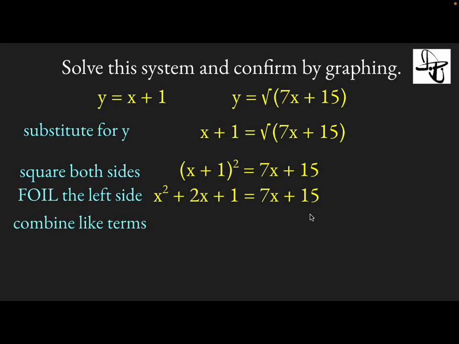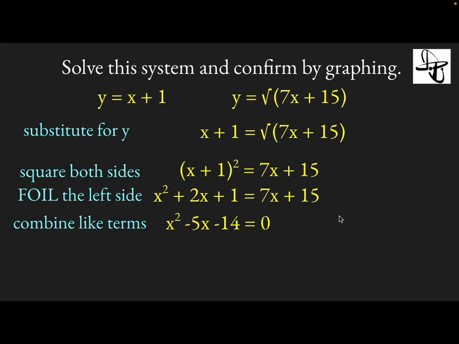My next move would be to combine like terms on the left. So x squared is already on the left. You have 2x on the left, and then if I subtract 7x from both sides, you would get 2 minus 7, which gives you negative 5. And then finally, I would subtract 15 from both sides, so that would give me 1 minus 15, which is minus 14, leaving me with nothing on the right and a quadratic on the left.